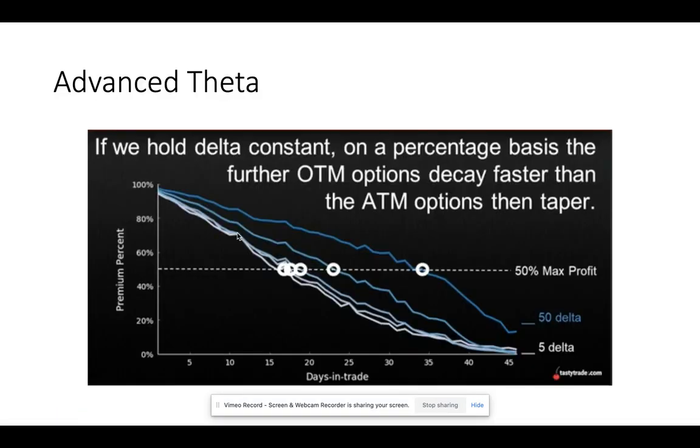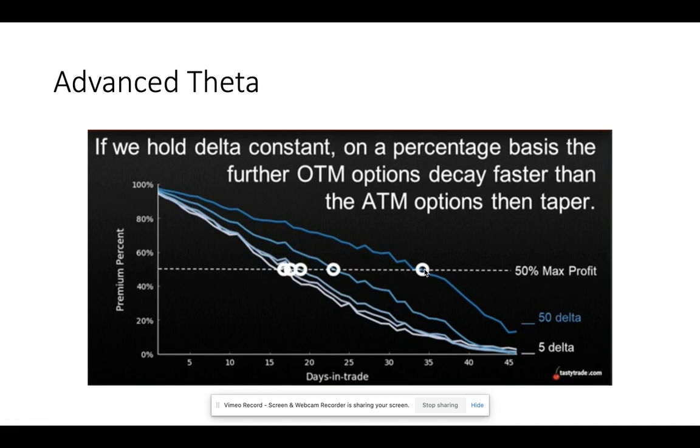So here's some going deeper into theta. We're looking at different deltas on the S&P 500 and seeing how that affects theta decay. So if we look at this, we hold the delta constant on a percentage basis. The further out of the money options decay faster than at the money options, then taper. Okay, so what this is saying is if you're selling, let's say, a 5 delta call, the value of that call that you're selling is going to decay by 50% faster than an at the money call.